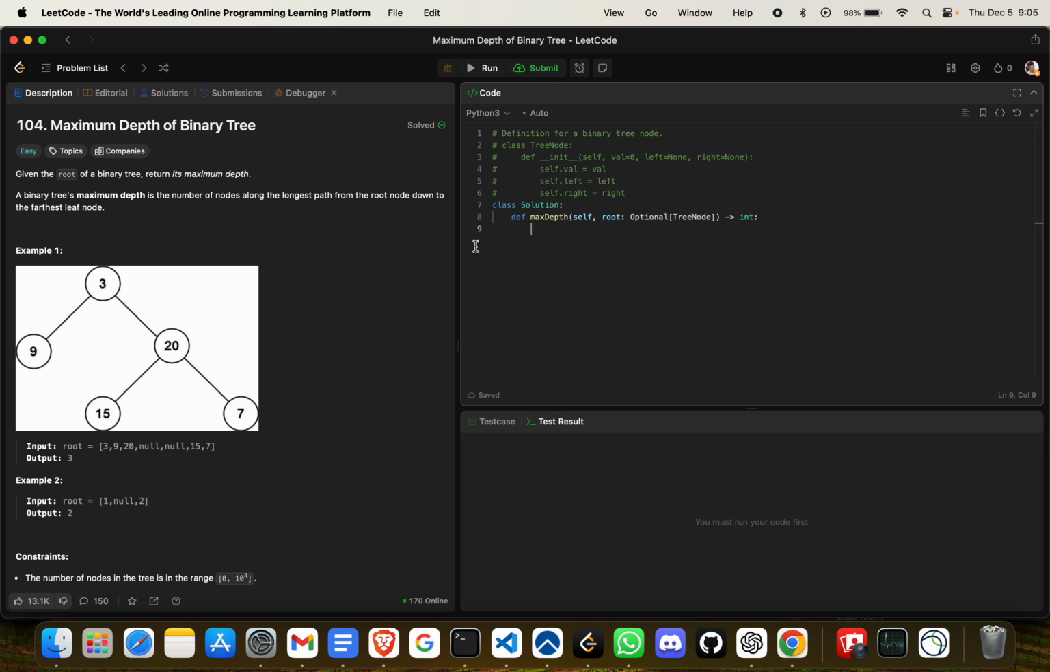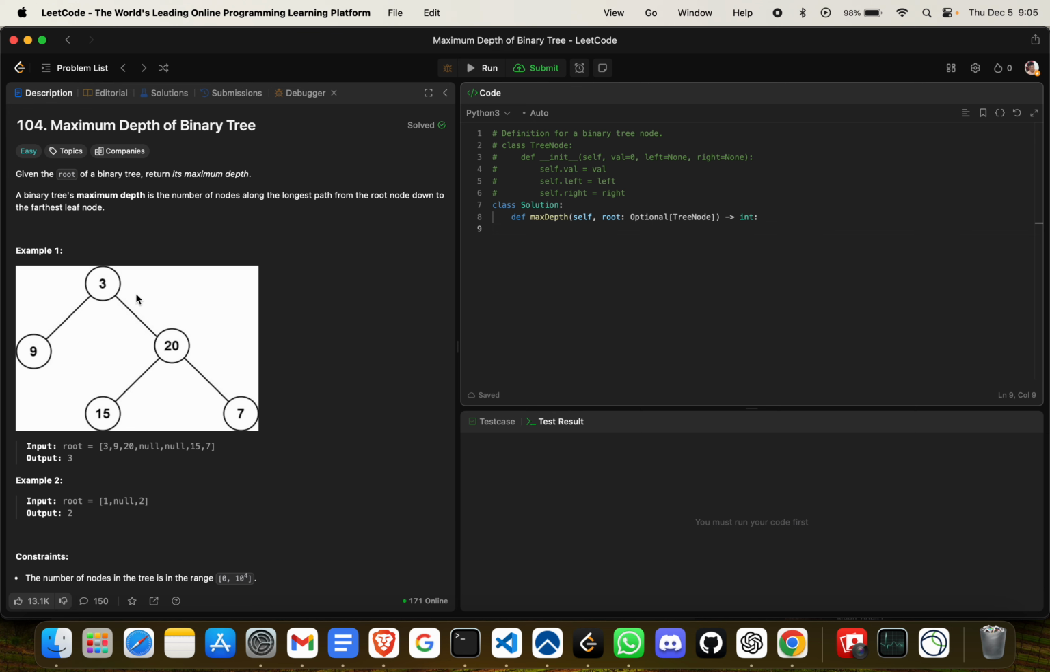So for that, we can implement this using three ways. First one could be recursive DFS, second one would be using a BFS using a queue, and the third way would be using an iterative DFS using stacks. Now all the three approaches take the same complexity of big O of n. However, the simplest one would be recursive DFS.